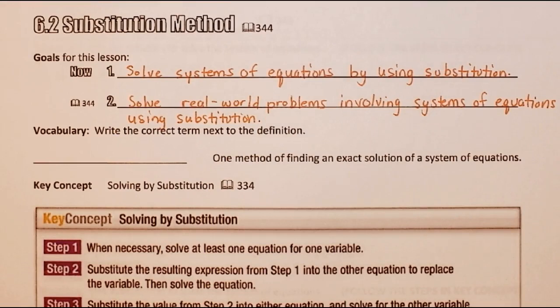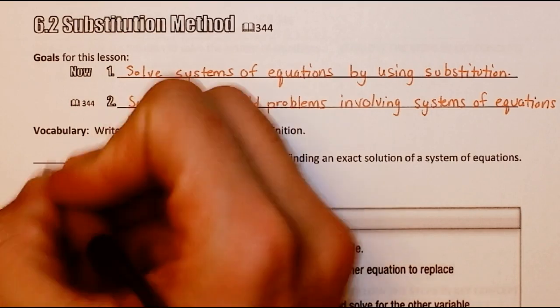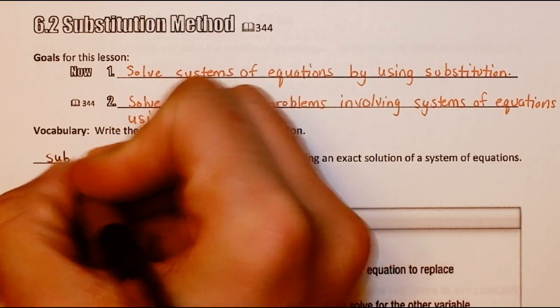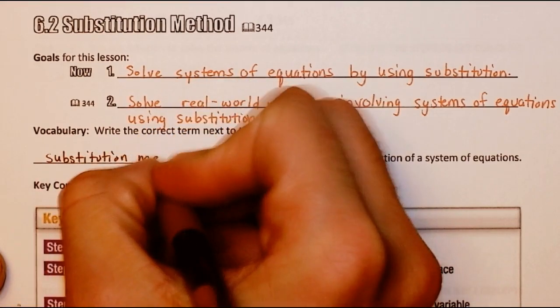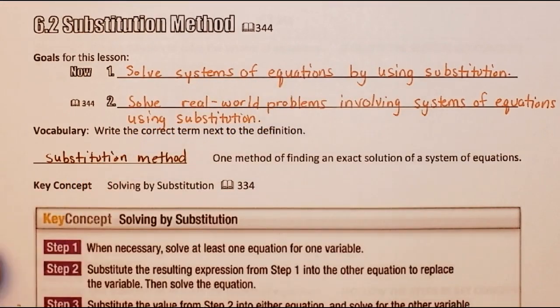And for this lesson, we have one vocabulary word. The definition is going to be one method of finding an exact solution of a system of equations, and that is going to be the substitution method. So our key concept for today is solving by substitution.